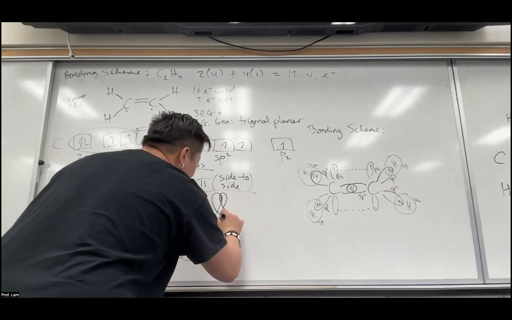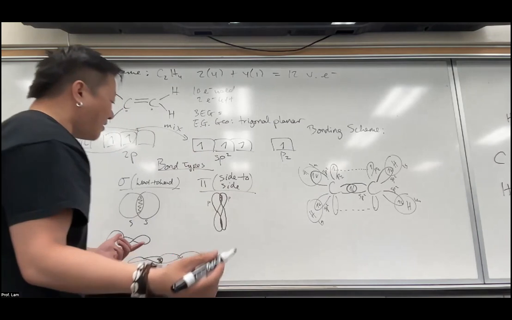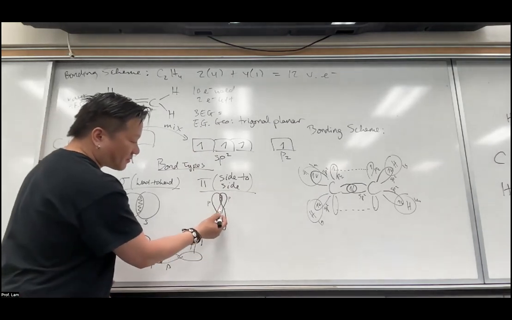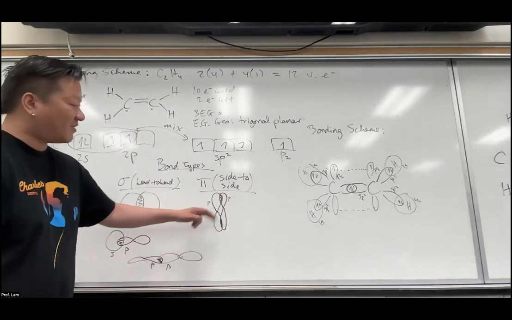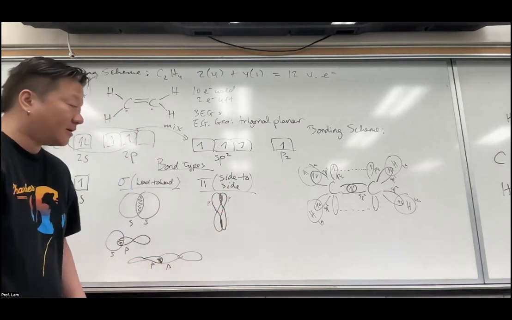Okay, you see they overlap, okay? But that's a P with a P, okay? But there's an interruption, okay? So pi bonds have an interruption. There's overlap, no overlap, and then overlap again, okay?